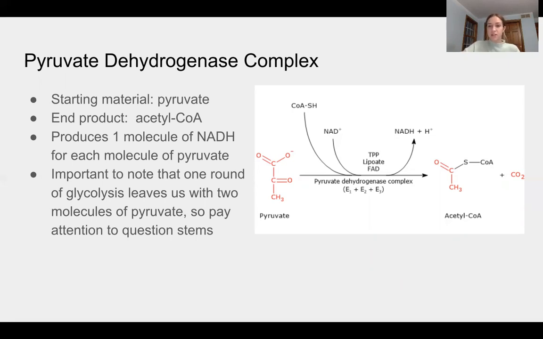Again, thinking about question stems: if you were asked how many molecules of NADH are produced in 1 round of PDC, it would be 1. But if it's asking how many molecules of NADH are produced from 1 molecule of glucose going through PDC, then it would be 2. So just pay attention to things like that.